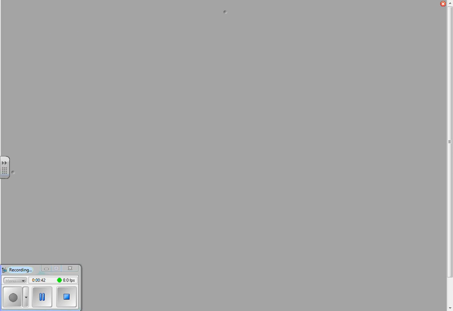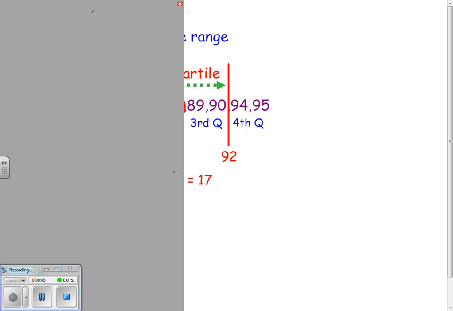And then if I cover the median up and everything to the other side, so there's the median, I cover everything else up, and I find the middle again, that's Q3.